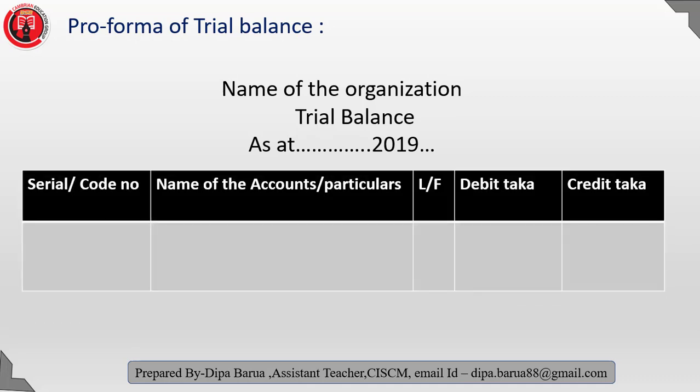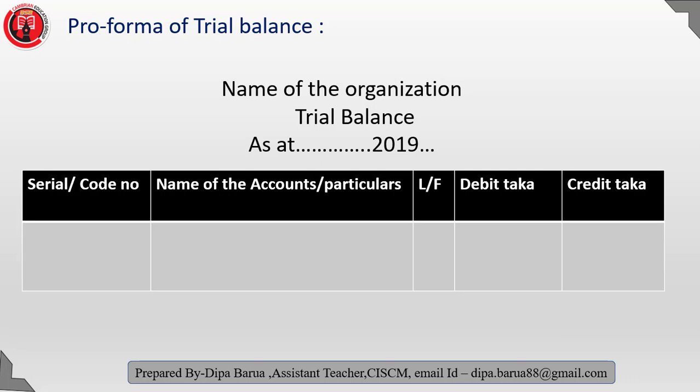Here's the pro forma of trial balance. At first you have to put the name of the organization and then trial balance as the title. Here's the date: which month, what's the date, and then year. And here's the format. In this format we can see 5 columns, right? The first column is serial number or serial code number.